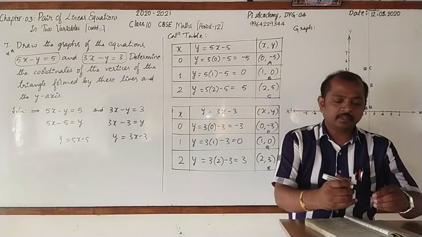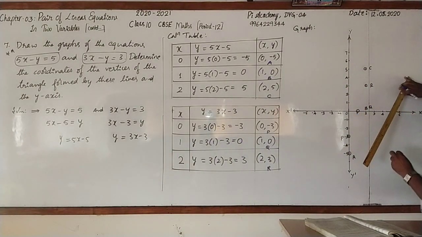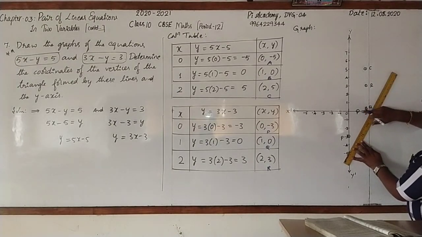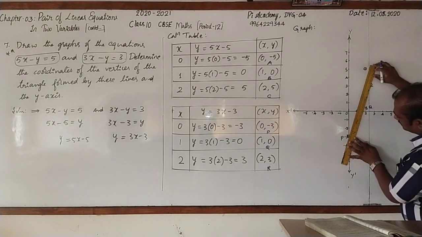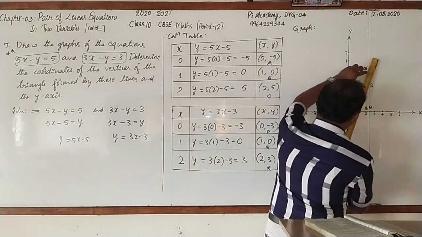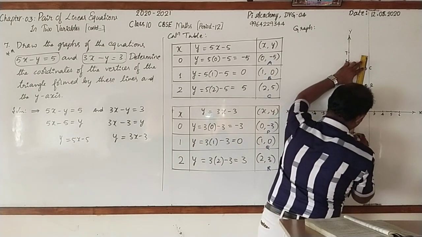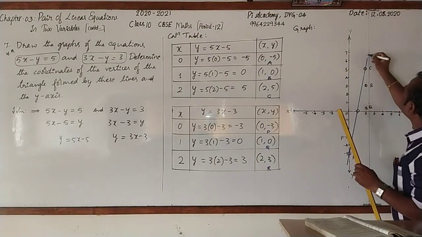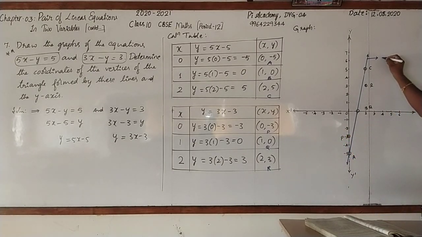First A, B, C, then P, Q, R. Here, I'll join A, B, C. Just keep observing. A, B, it is B. A, B, and C. Let us join them. So this is the graph of the equation, first one. What is that? 5x minus y is equal to 5.